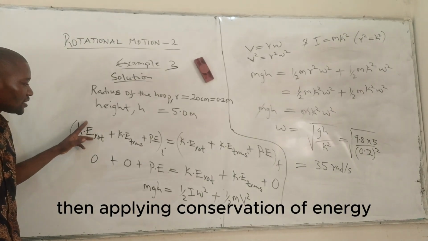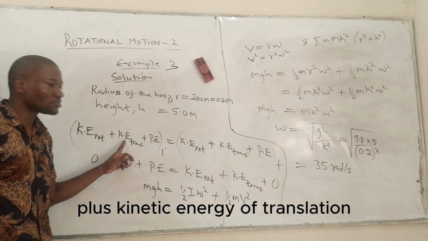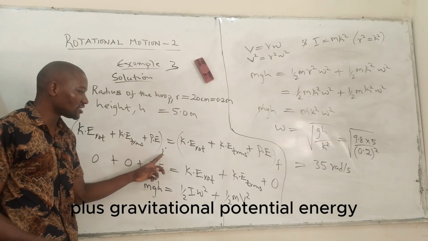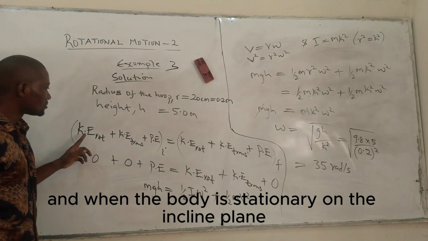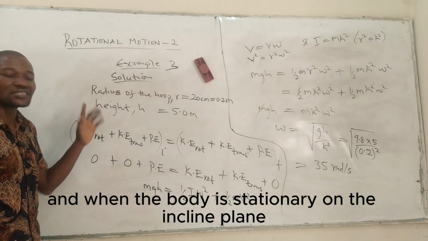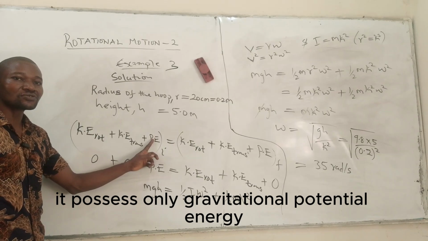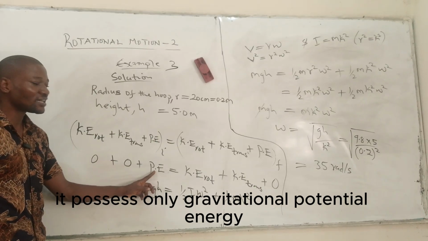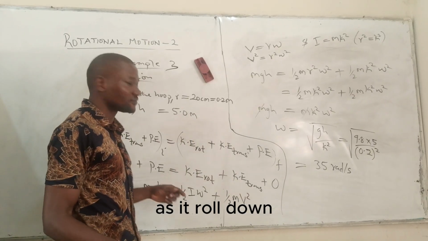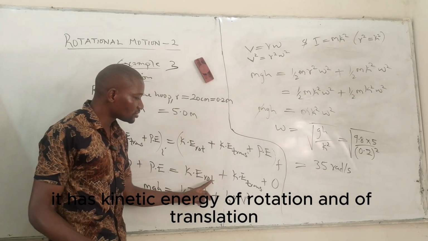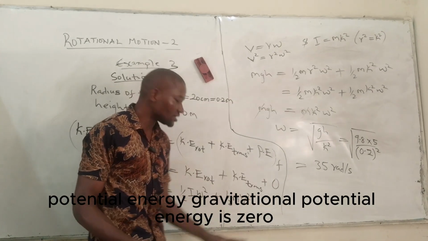So all we have to do here is bring out the parameters, convert to the SI unit, then apply conservation of energy, that the kinetic energy of rotation plus kinetic energy of translation plus gravitational potential energy, the initial must be equal to the final. And when the body is stationary on the inclined plane, the rotational is 0, translational is 0. It possesses only gravitational potential energy. Then, in the case of the final, as it descends, as it rolls down, it has kinetic energy of rotation and of translation. Gravitational potential energy is 0.